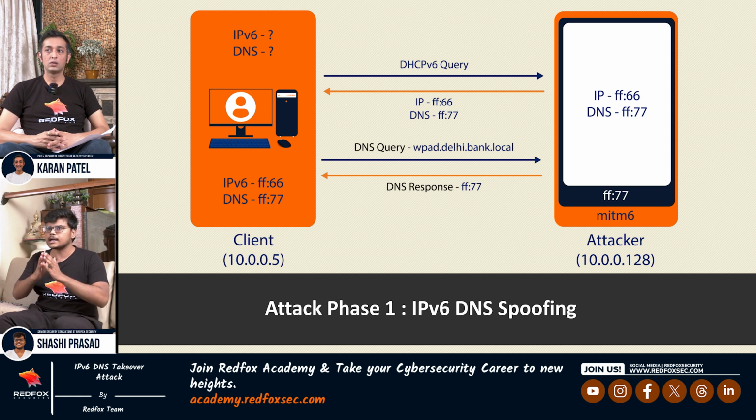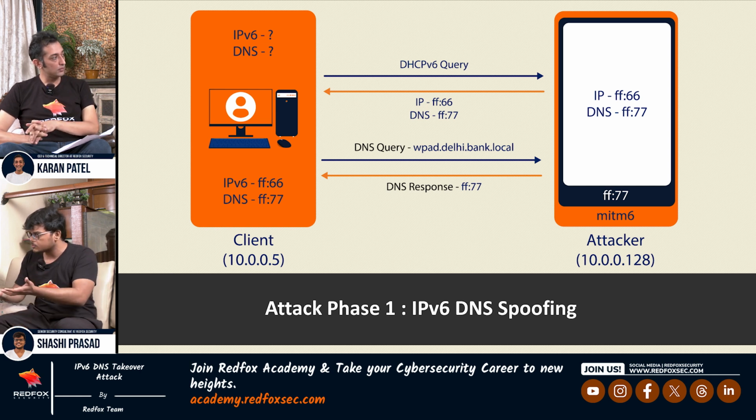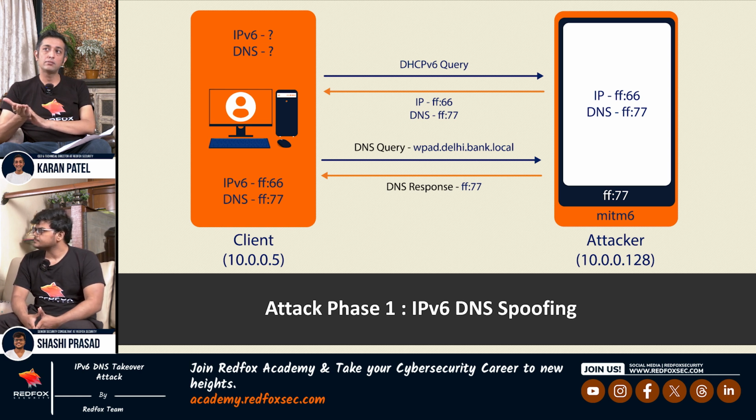So this is attack phase 1, which is IPv6 spoofing. You have a question? Yeah. So the question is, what if there is an IPv6 DHCP server already configured?